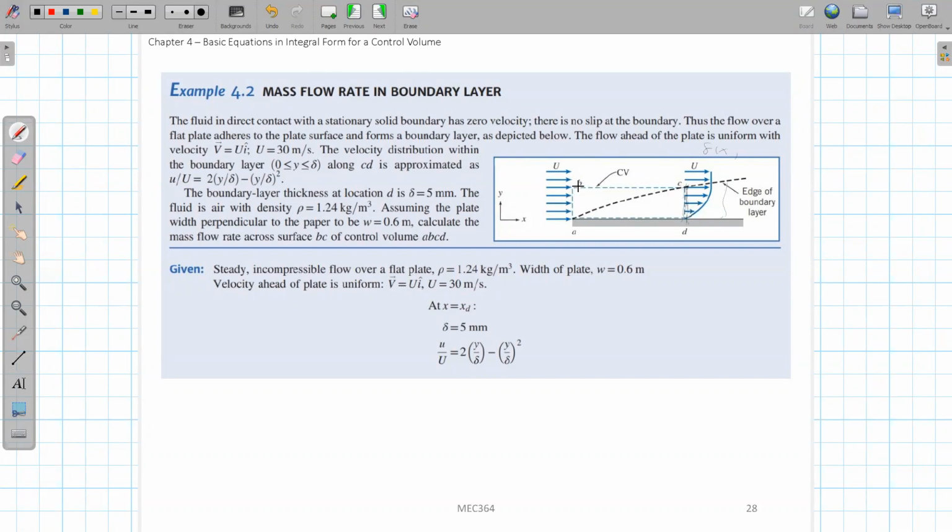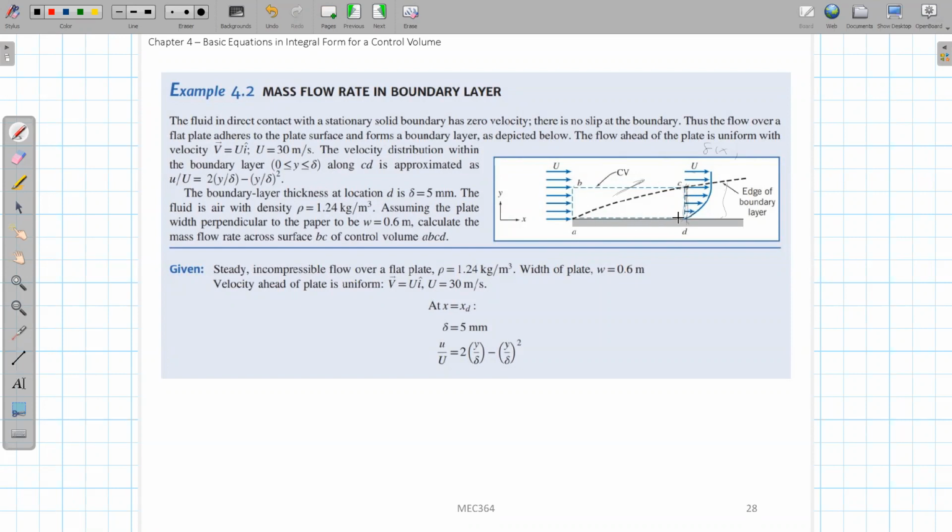But we also have some part of the flow flowing out from this upper edge BC. Why? Because we know that inside this boundary layer the velocity will be smaller than this big U, which means you push the flow up a little bit, so there will be some additional flow leaving through this boundary BC. So the question here is what this mass flow rate through this boundary surface BC will be.